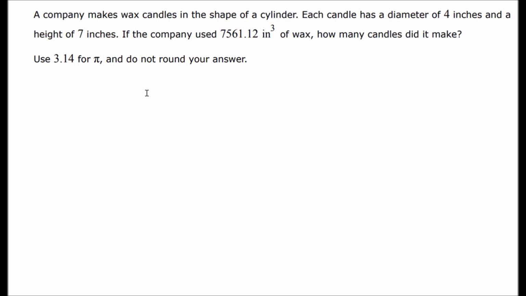So first question, a company makes wax candles in the shape of a cylinder. Each candle has a diameter of 4 inches and a height of 7 inches. If the company used 7,561.12 cubic inches of wax, how many candles did it make? Use 3.14 for pi and do not round your answer.